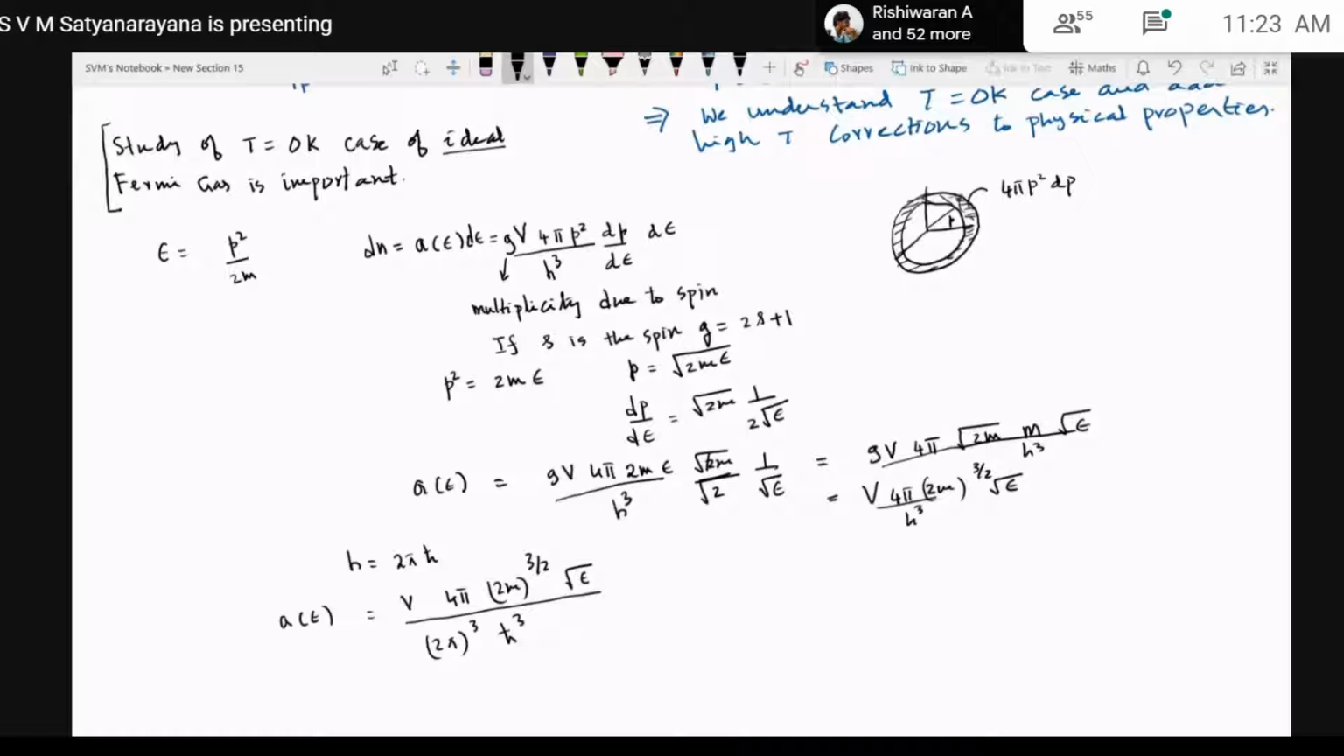Okay, so that is V 4 pi, and I can write this as twice m by h bar square to the power 3 by 2, and this divided by 8 pi cube into square root of E. Okay, so that is equal to, you have V divided by, sorry, V divided by 2 pi square into twice m by h bar square to the power 3 by 2 into root E. So I think this is just to make a connection with what we have seen earlier.